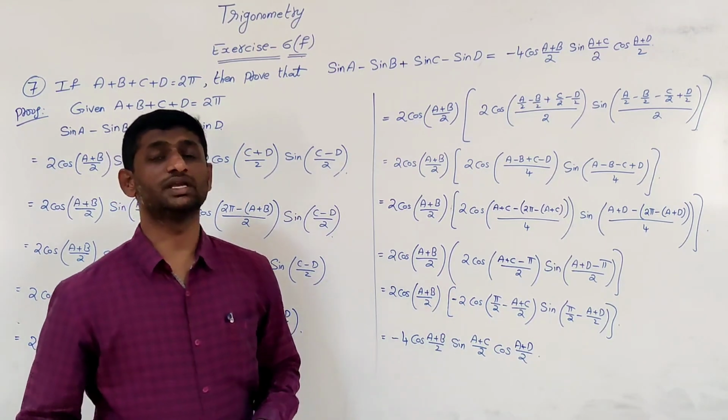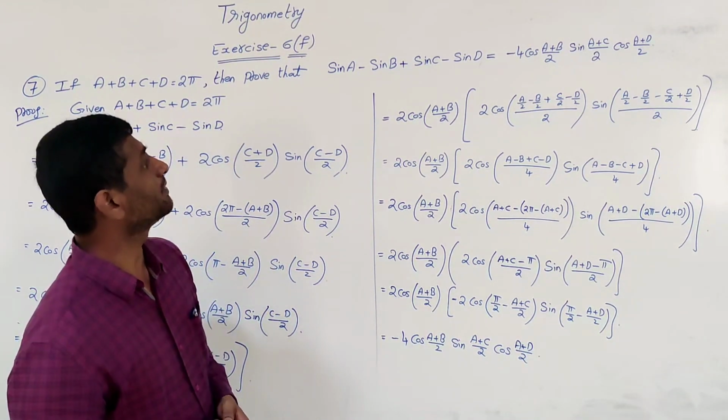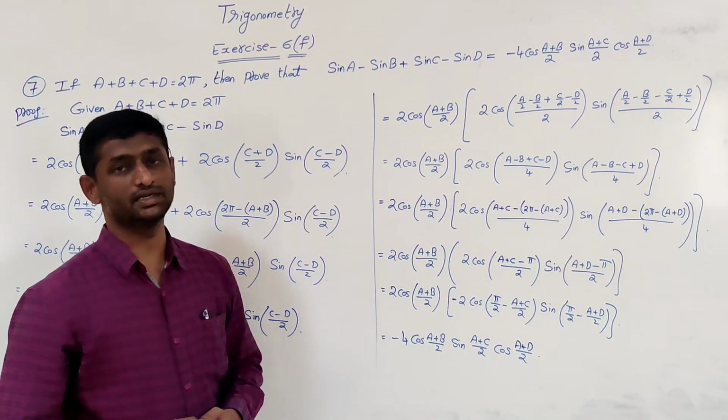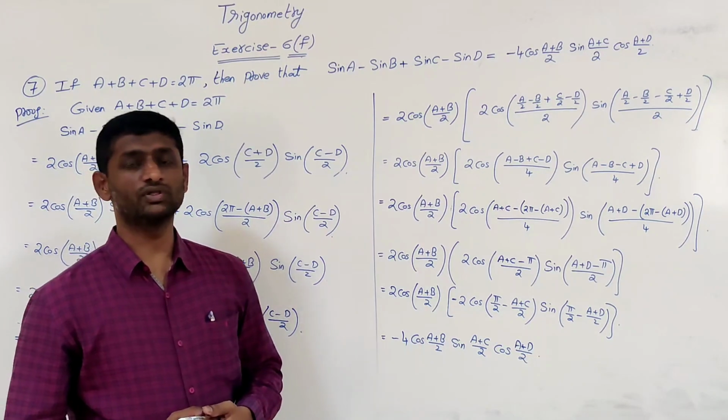If the condition is a plus b plus c plus d is equal to 2 pi, the same applies for sin a minus sin b plus sin c minus sin d. So this is a very important problem, and we'll go for the next question.